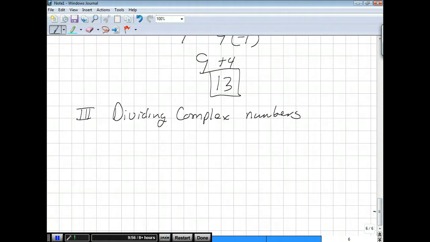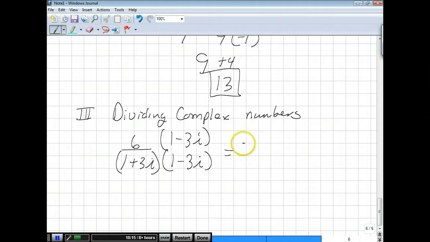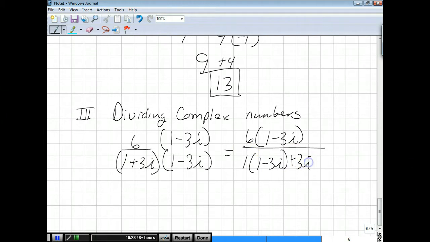Okay? So for instance, 6 over 1 plus 3i. This is like a binomial, so you put it in parentheses. And just like with radicals, we're going to multiply by the conjugate. So the conjugate's going to be 1 minus 3i. So it's going to be 6 times 1 minus 3i. And on the bottom, I'm going to FOIL. So it's going to be 1 times 1 minus 3i plus 3i times 1 minus 3i.